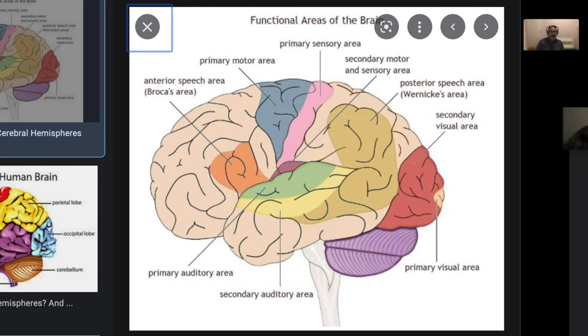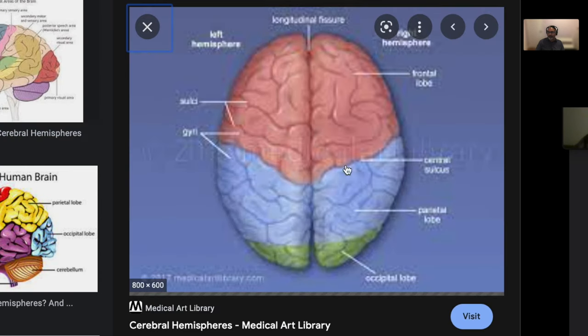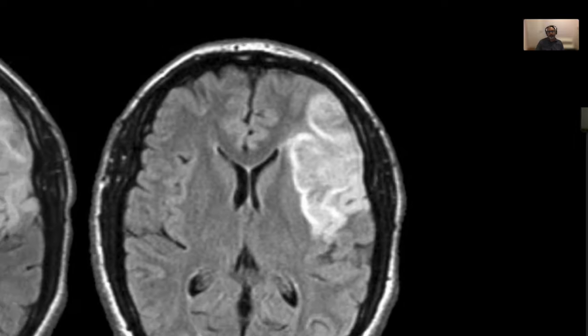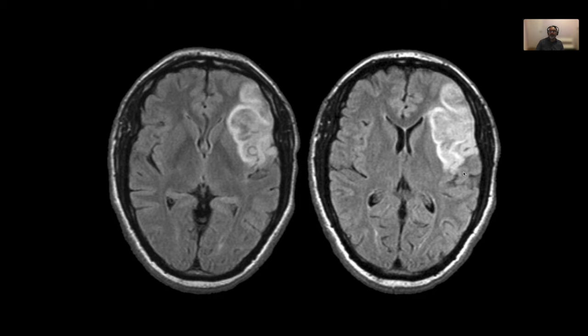It's like this. Now, if this is the central sulcus, then that is your primary motor area, just anterior to it. But it seems like this infarct is here, so it may have just missed that motor area. You never know, though. You will always have to compare with the clinical picture.